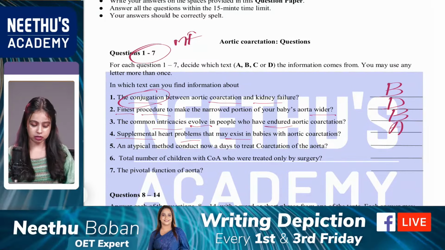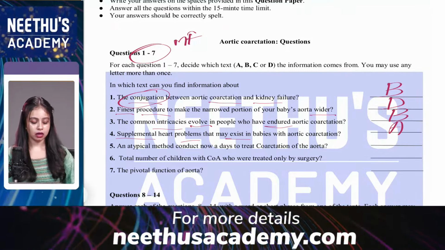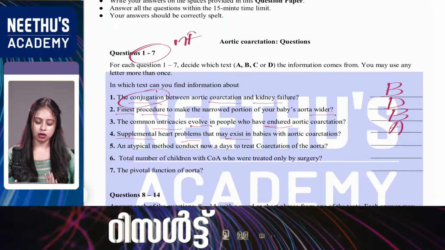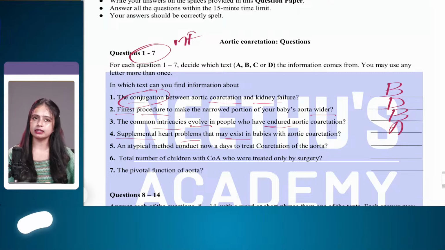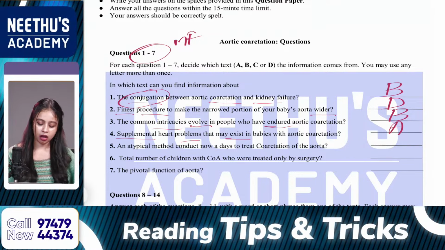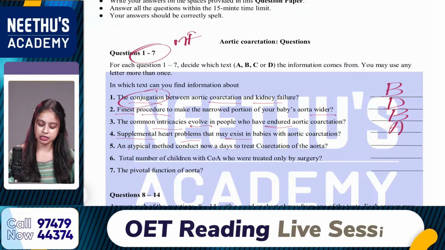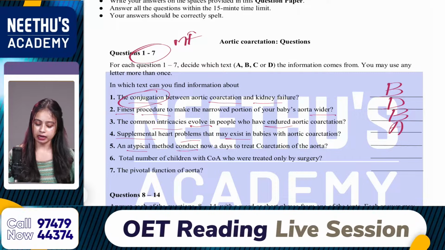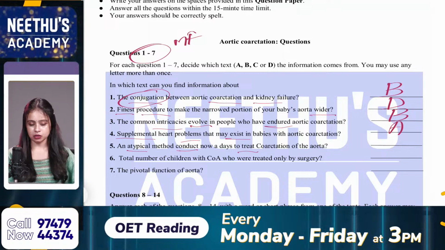Oh, a lot of correct answers. Okay, Tindu, Prajisha, Reba. So what about the fifth one? An atypical method, which means a very uncommon or rare procedure conducted nowadays to treat coarctation of the aorta. My keywords are atypical, conduct, as well as treat. So what is your answer here?